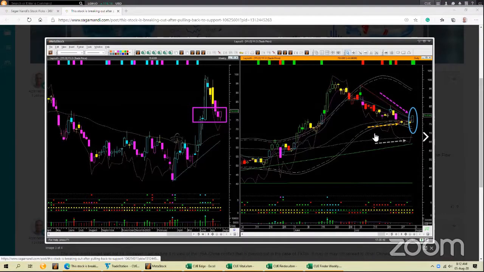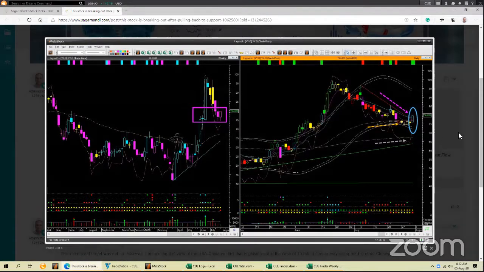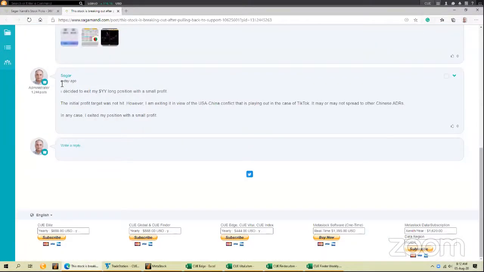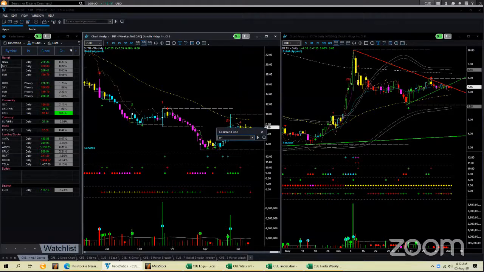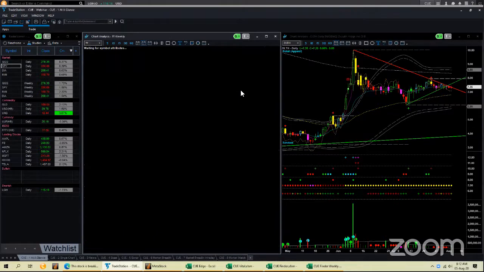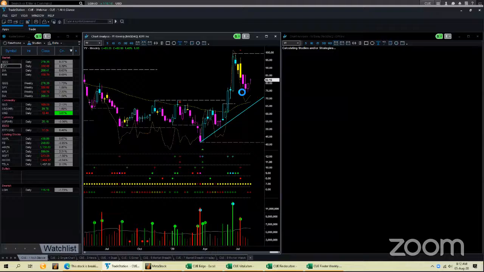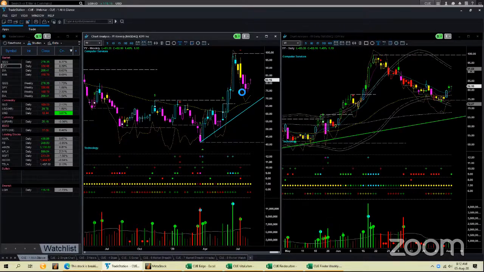I took a long position in this trade at that time and I exited the trade 1 day ago. So yesterday I might have exited it. I had a small profit in the trade. I exited it again for two reasons. One is to reduce the number of long positions I had, and the other is because of the conflict in USA China.